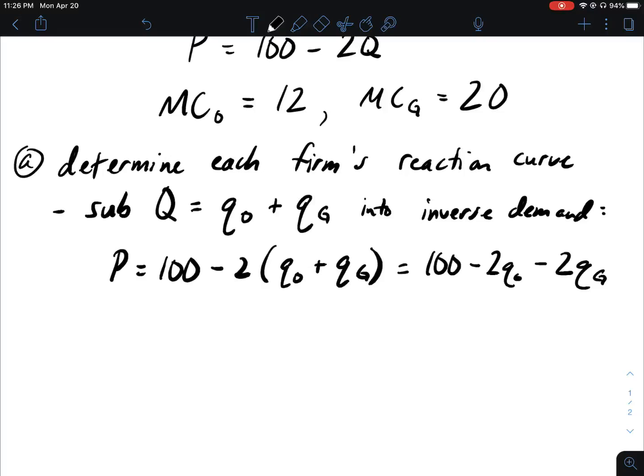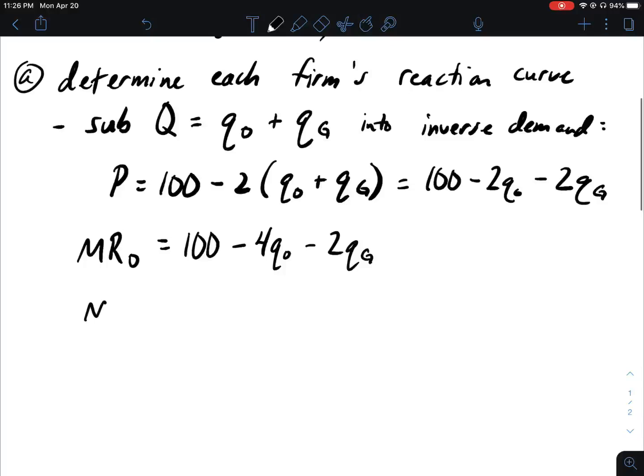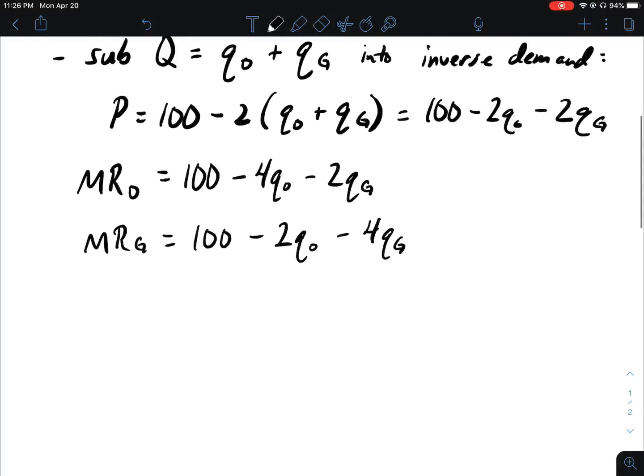From there, we're going to derive our two marginal revenue functions. So we have marginal revenue for Oil Pro is equal to 100 minus 4 QO minus 2 QG. And our marginal revenue for G is 100 minus 2 QO minus 4 QG. So we're just multiplying our B by the Q for the firm that we're talking about.